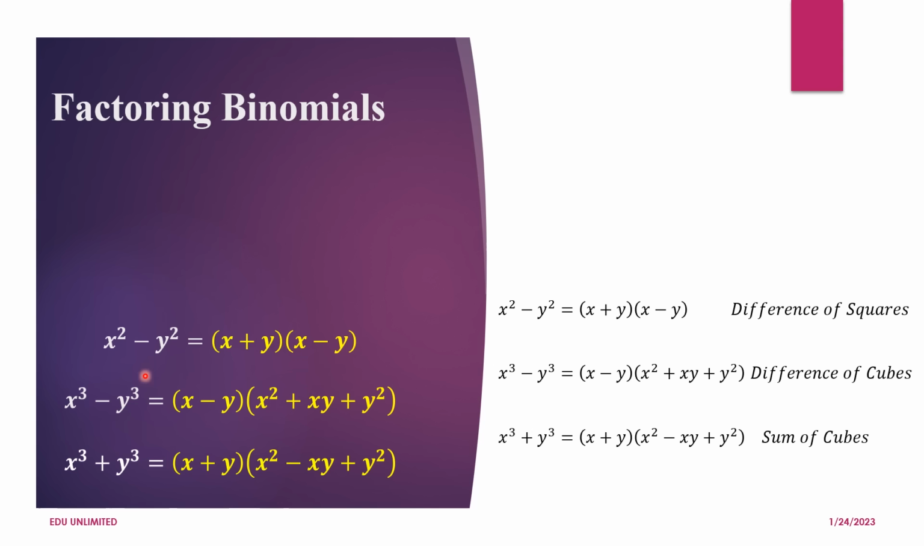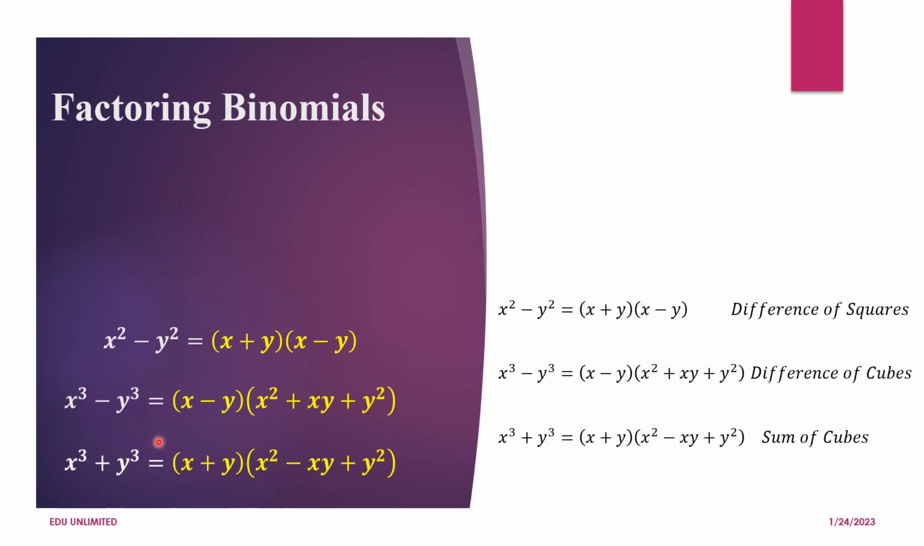where the minus sign signifies that it's the difference of squares. And then this one reads x cubed minus y cubed is equal to open bracket x minus y close bracket, open bracket x squared plus xy plus y squared close bracket. This is the difference of cubes, the difference of cubes.